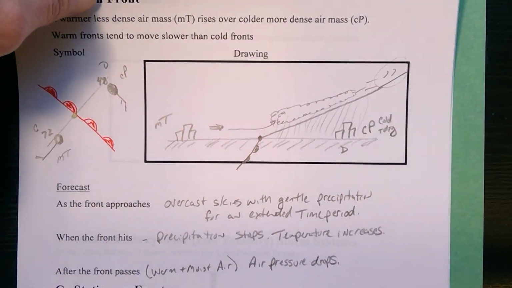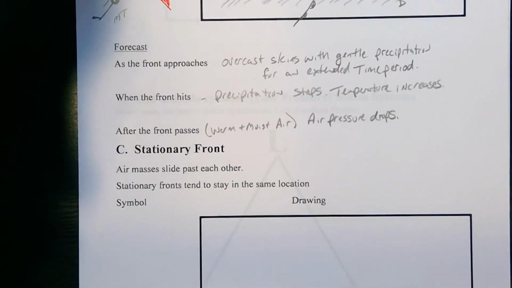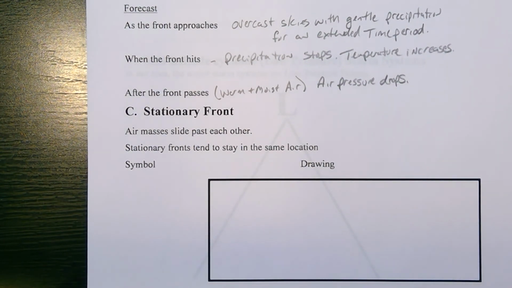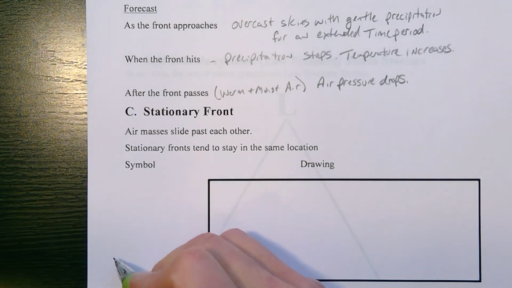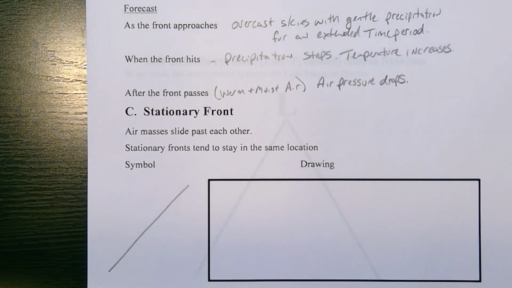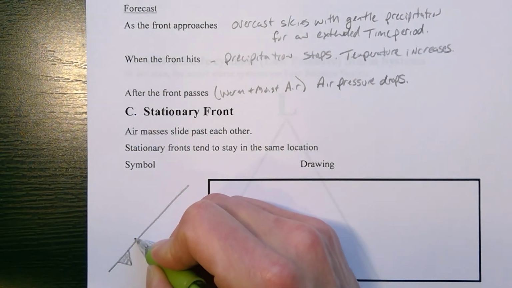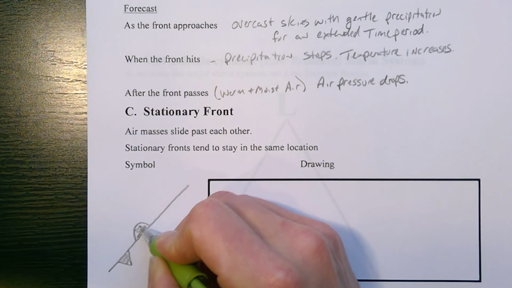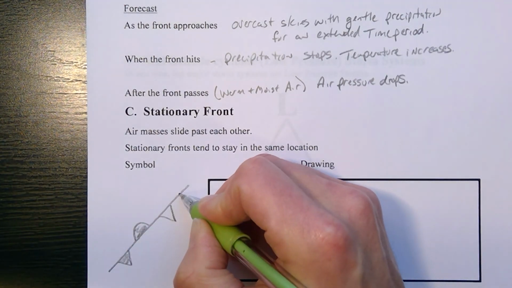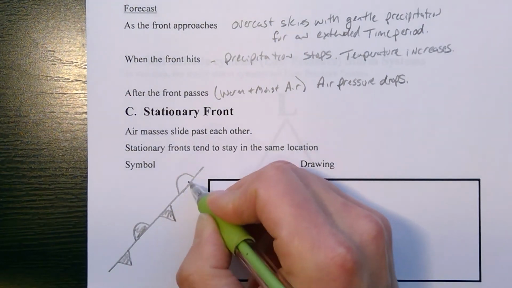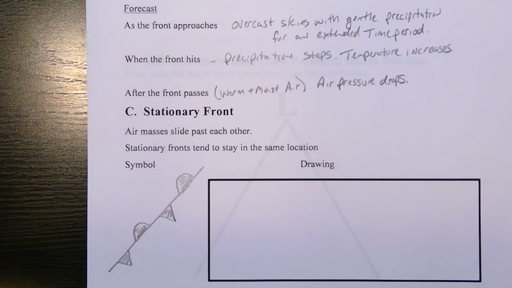Now, they don't ask very much about stationary fronts. As the name stationary implies, it's not going anywhere. This front is not moving. Now, the symbol for a stationary front is going to combine the cold front and the warm front symbols. The cold front will be on one side, the warm front will be on the other. So a stationary front is going to give you the symbols on the opposite sides.